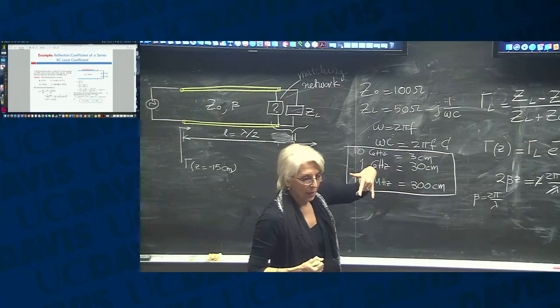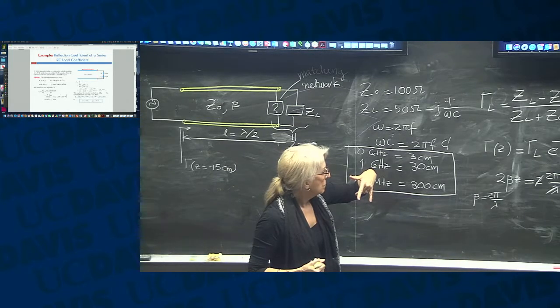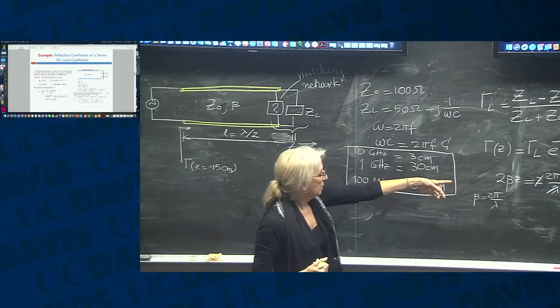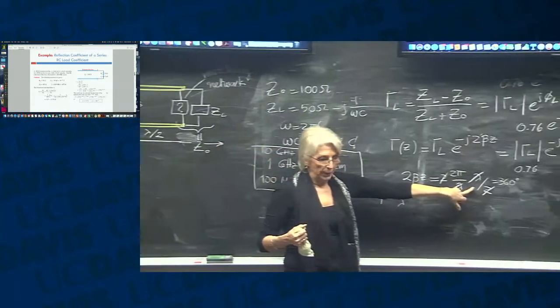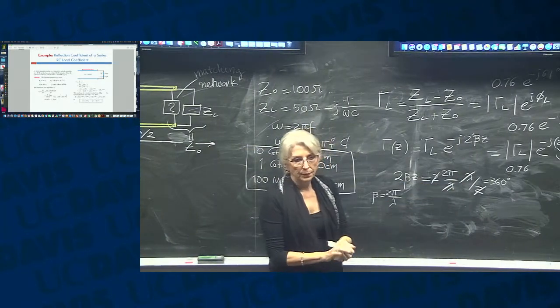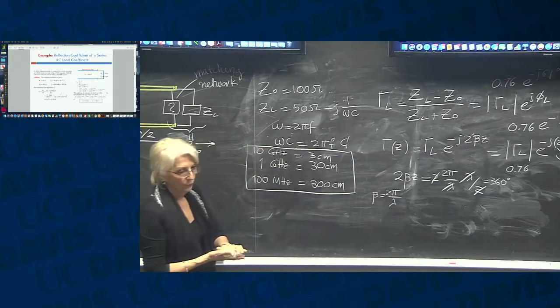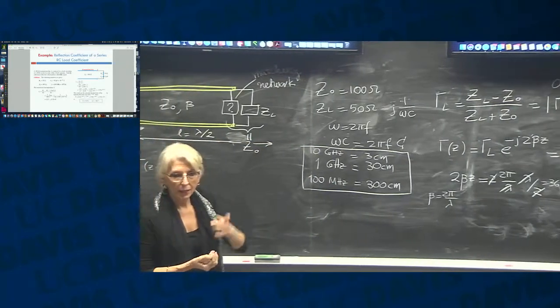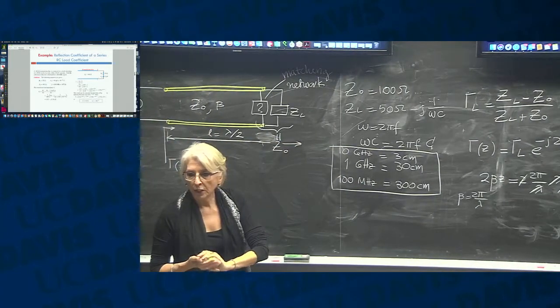Is 2 beta z always 360 impedance, or just for this example? 360, no, this is for this example that makes lambda over 2. Oh, okay. Yes. Question? Any questions?